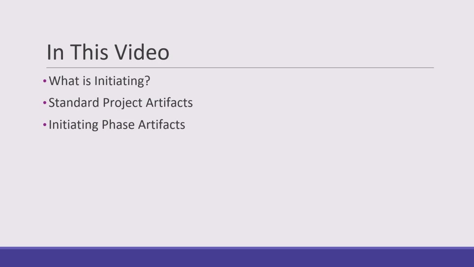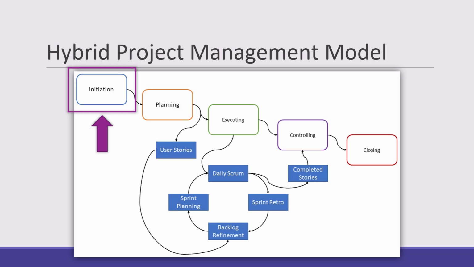We will be starting out with defining initiation and what that means in project management terms. We will then define project artifacts and list some of the main examples of these artifacts. Lastly, we will bring it all together and discuss the main project artifacts used in the initiating phase.